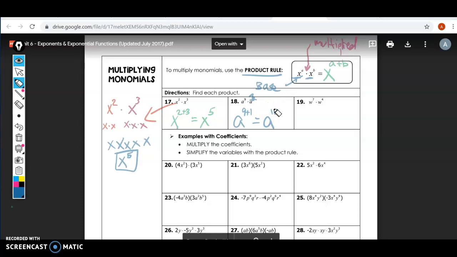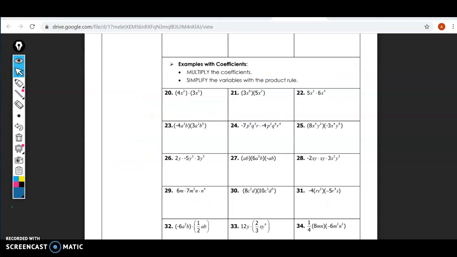Let's do some examples where we have coefficients. These work the same way: you're going to do the same thing you did with the base and the exponents, but you're also going to multiply the coefficients. Let's start out with number 20. Here I have a coefficient of 4 and a coefficient of 3. Multiplying them together makes 12.